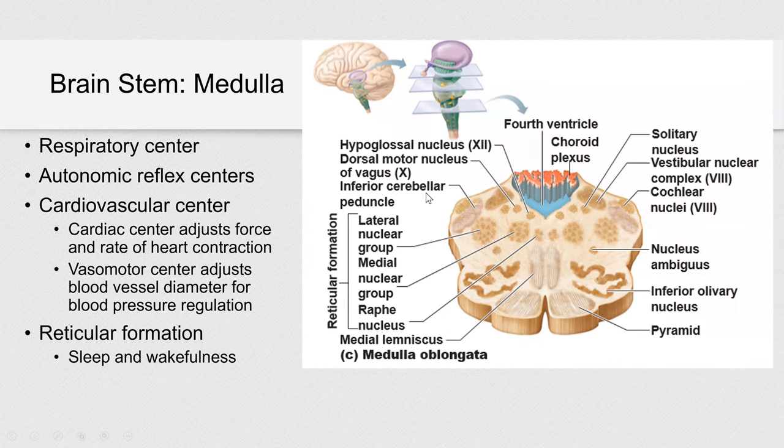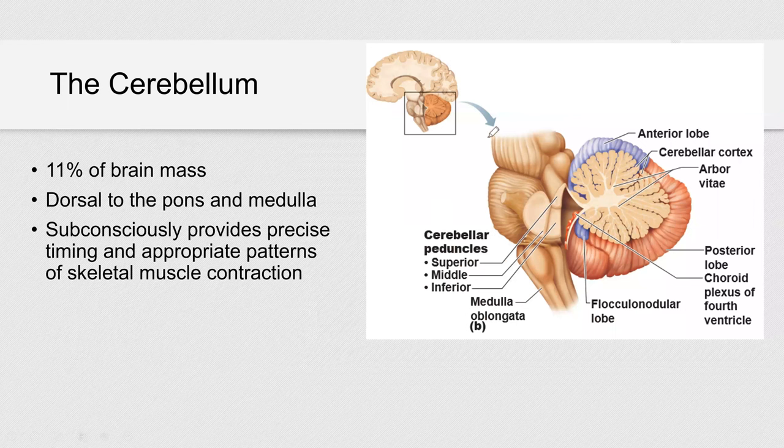Okay, and then, so let's again look at this brain stem that we have over here, including midbrain, pons, and medulla oblongata. And now very quickly, cerebellum over here. So cerebellum is 11% of brain mass. It's dorsal to the pons and medulla, and subconsciously provides precise timing and appropriate patterns of skeletal muscle contraction. So cerebellum is important for your balance, for your equilibrium, and appropriate movement.